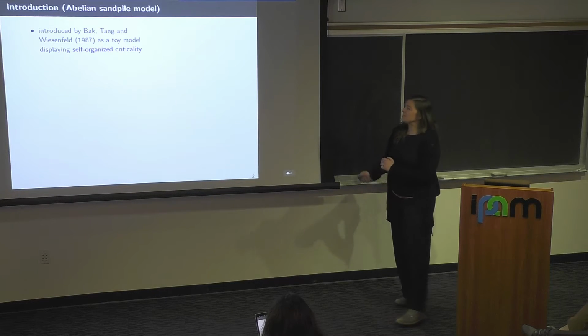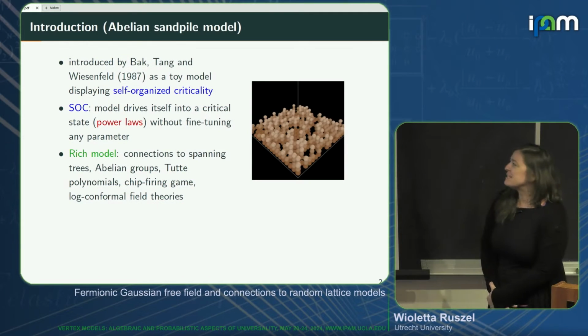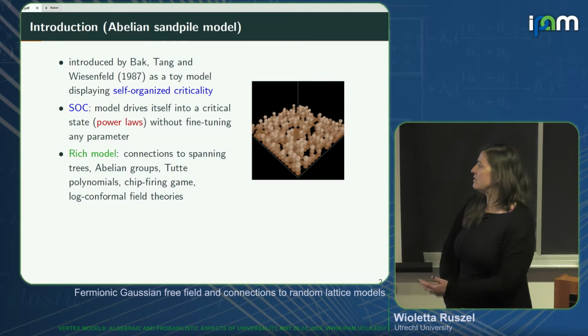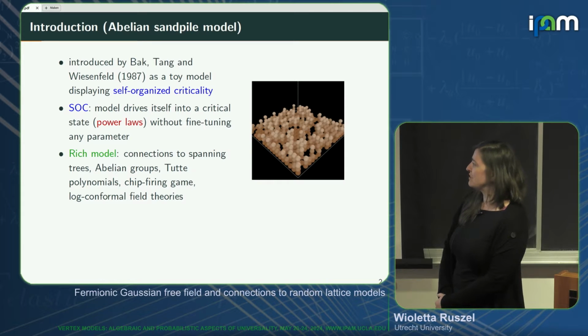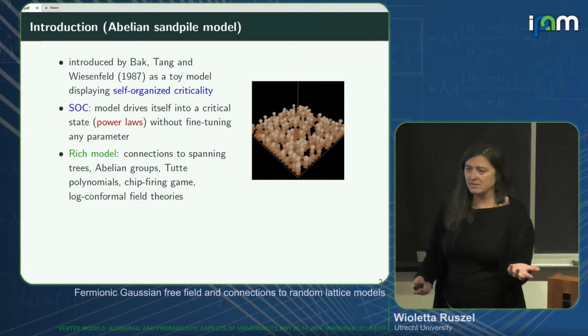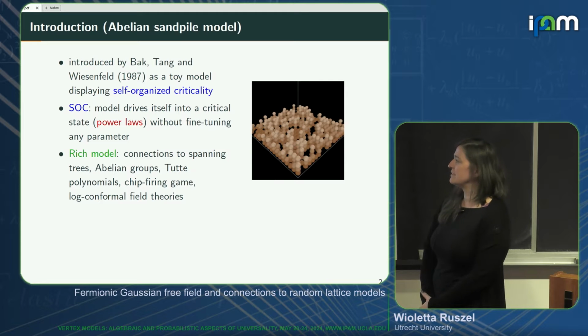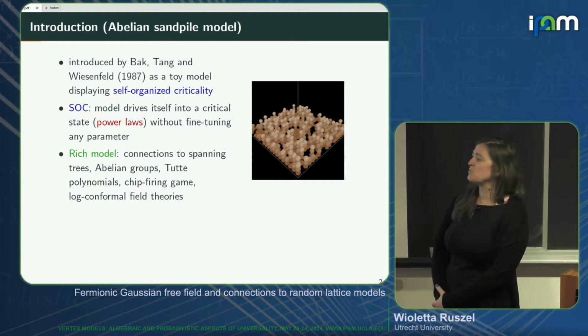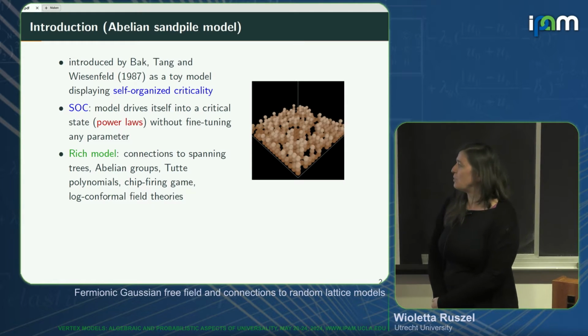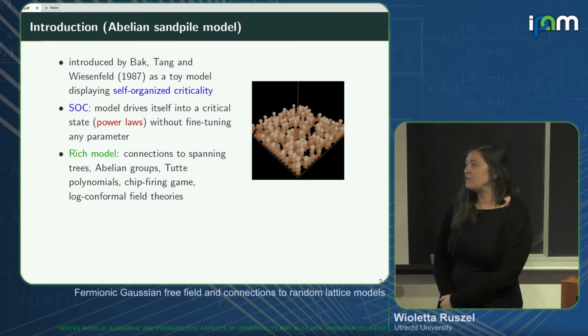All right, so the Abelian sandpile model. The Abelian sandpile model was introduced by Bak, Tang, and Wiesenfeld in the late 80s, and it is a toy model for displaying self-organized criticality. Self-organized criticality refers to statistical mechanical models which drive themselves in some sense into a critical state, which is typically characterized by power laws or, for example, correlation functions, without any fine-tuning of a parameter. So if you think of a classical Ising model which displays a phase transition in 2D, you have to fine-tune the inverse temperature to let it go to a critical state, which is the phase transition state, and there you can observe or compute some power laws.